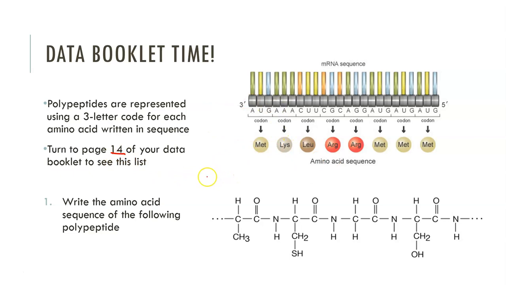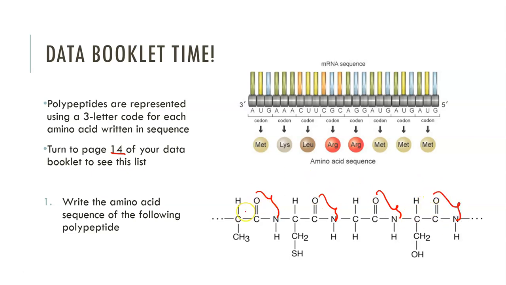Okay, if we have a look at this and you turn to your data booklet, page 14, I have mine next to me. This question asks us to write the amino acid sequence of the following polypeptide. So we need to identify each of the amino acids. This means we need to figure out which is the side chain and which is the peptide backbone. These are our peptide groups here. So these are our peptide bonds that are forming.